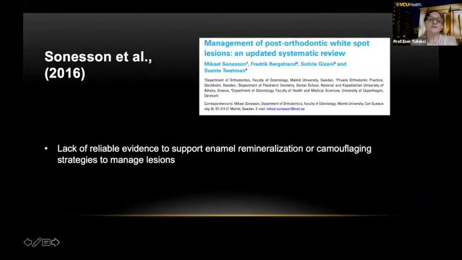Then in 2016, we have a systematic review on the management of post-orthodontic white spot lesions. According to this group, there is a lack of reliable evidence to support enamel remineralization or camouflaging strategies to manage lesions. So it looks like we're back to square one. Maybe it's better just to prevent these lesions from the beginning.